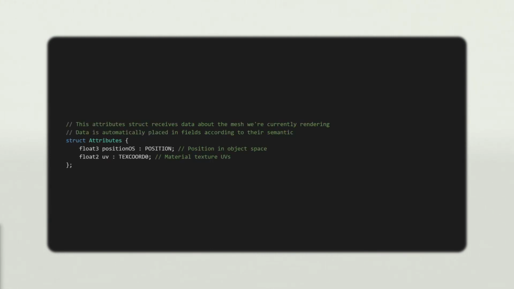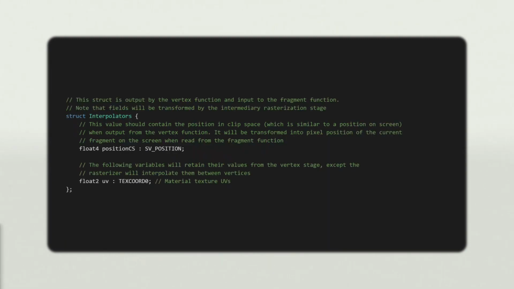The attribute struct is not available in the Vertex stage either. However, we can store data in the Interpolator struct, which will eventually make its way to the Fragment stage. Add another float2 UV field there. Have it also use the textcoord 0 semantic.